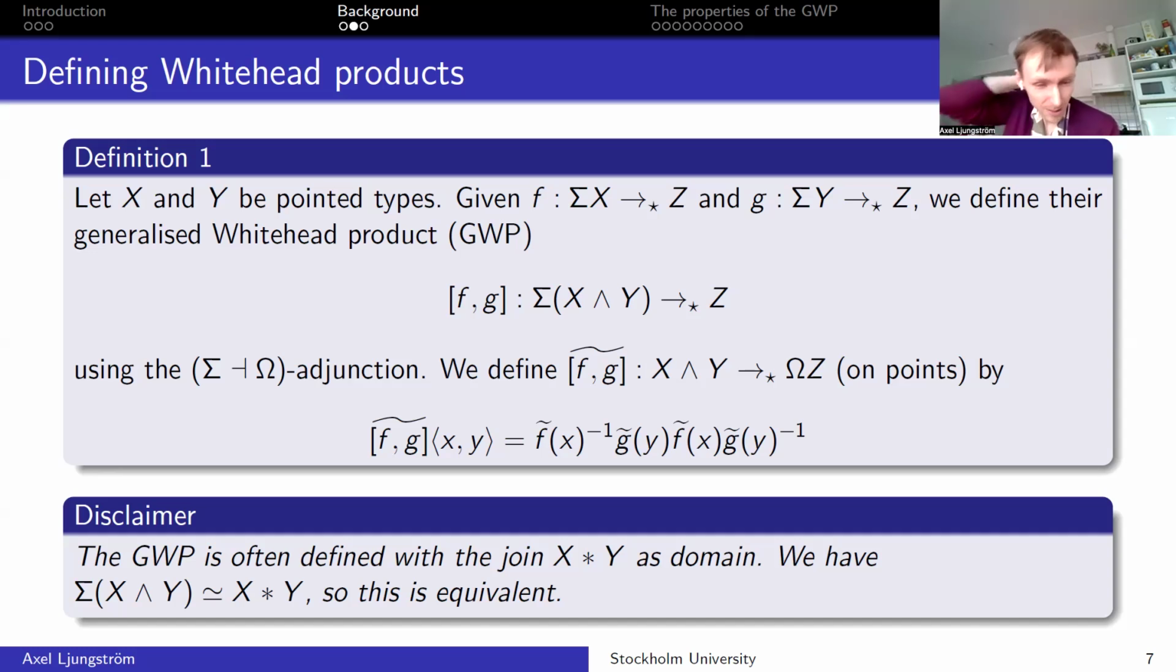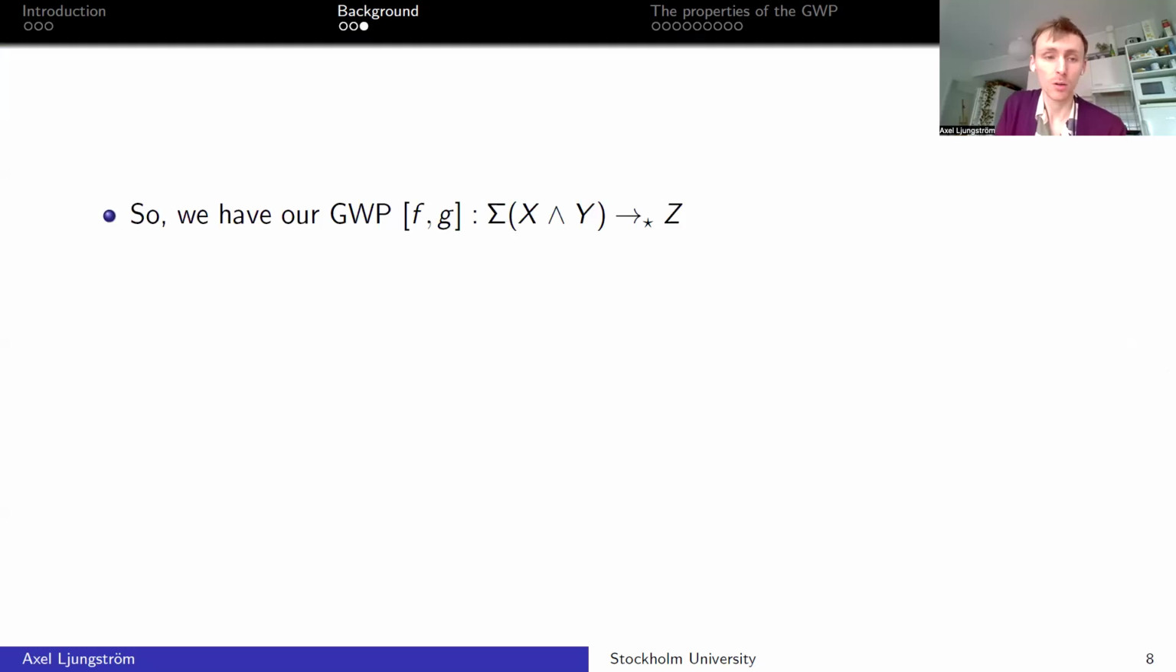Just as a disclaimer here, because I think Tom might use that version in his talk: very often you don't use the suspension of the smash product here, you use the join of x and y instead. These two are equivalent. Using the suspension of the smash product makes it a bit easier to iterate the Whitehead product, so it makes it easier to state the Jacobi identity, for example. But this is not super important.